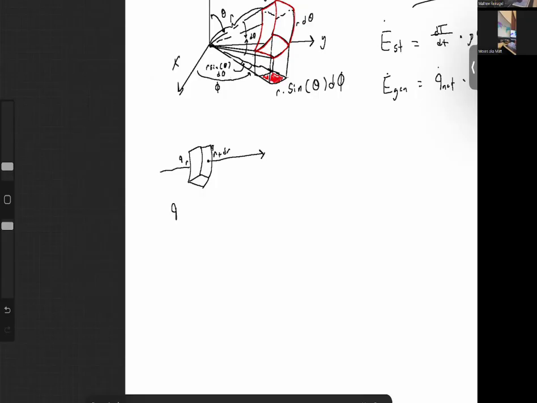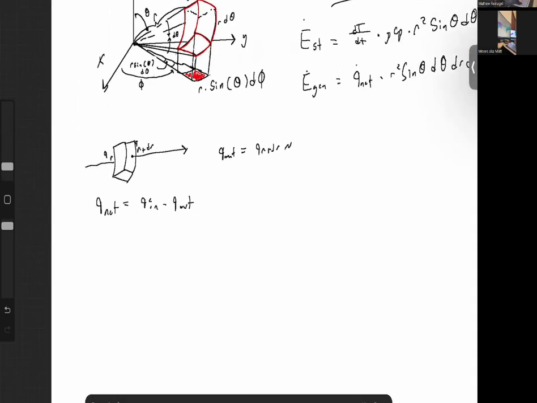Q net equals Q in minus Q out. Q out equals, with a linear approximation again, this is Q of R plus dR, which roughly equals Q of R plus the change of Q of R in regards to change of R multiplied by dR. So when we do this, we get negative change of Q of R over change of R multiplied by dR. And now we apply Fourier's law.